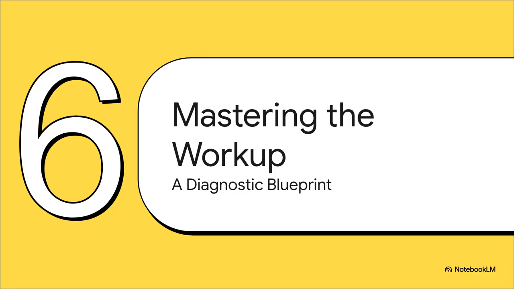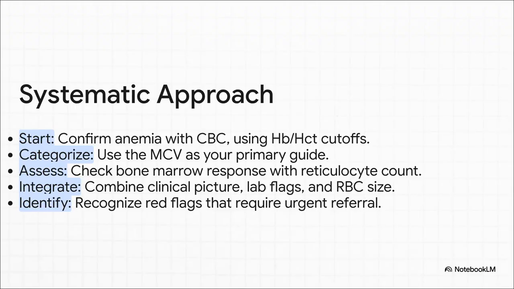All right, let's wrap this all up. We're going to pull all these pieces together into one final, easy-to-remember blueprint that you can use to really master the anemia workup. This is it. This is your system. Step 1, start with the CBC, confirm the anemia is real. Step 2, categorize it immediately using the MCV. Step 3, check the reticulocyte count to see if the bone marrow is responding. Step 4, always integrate the whole clinical picture. And step 5, keep an eye out for those red flags. If you follow this process, you will systematically and logically work through the problem every single time.